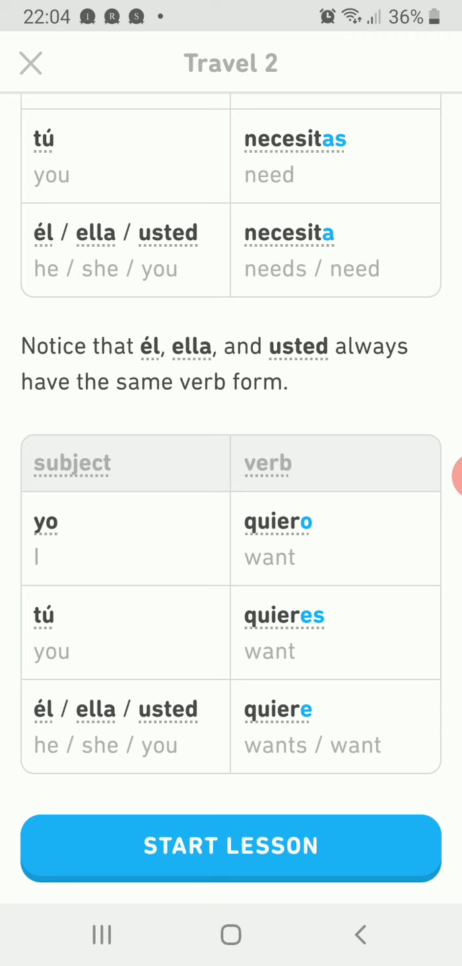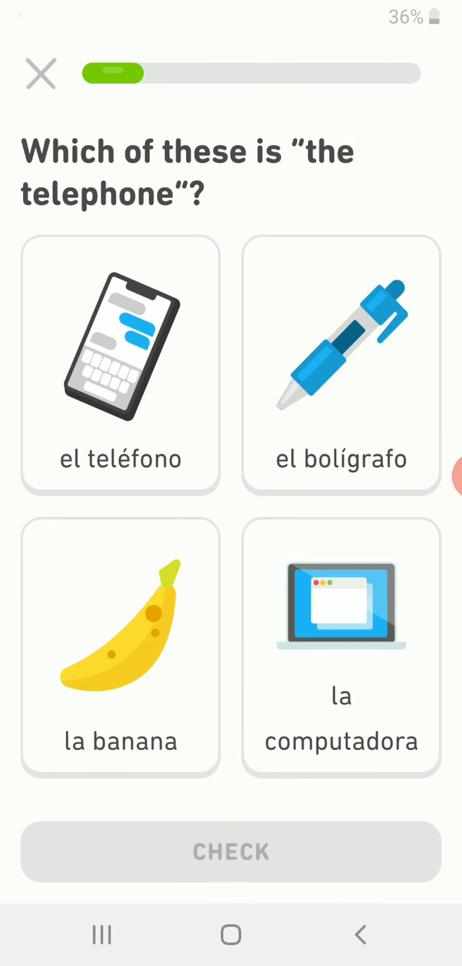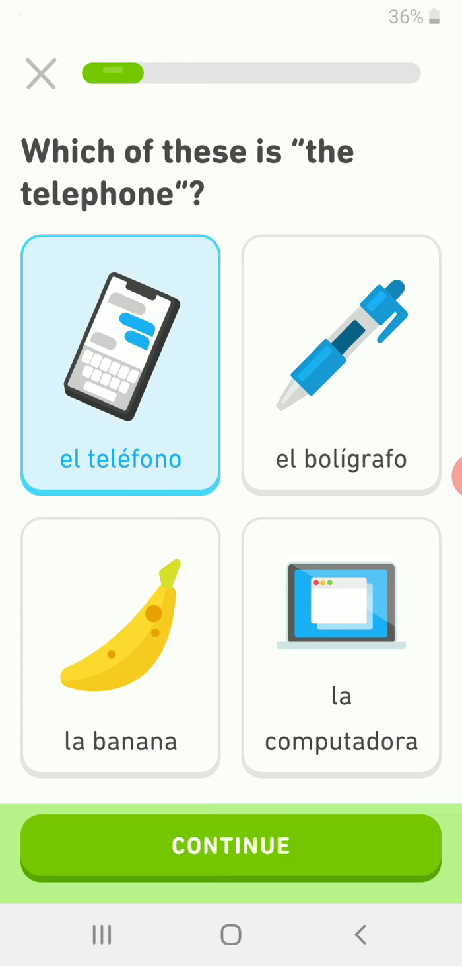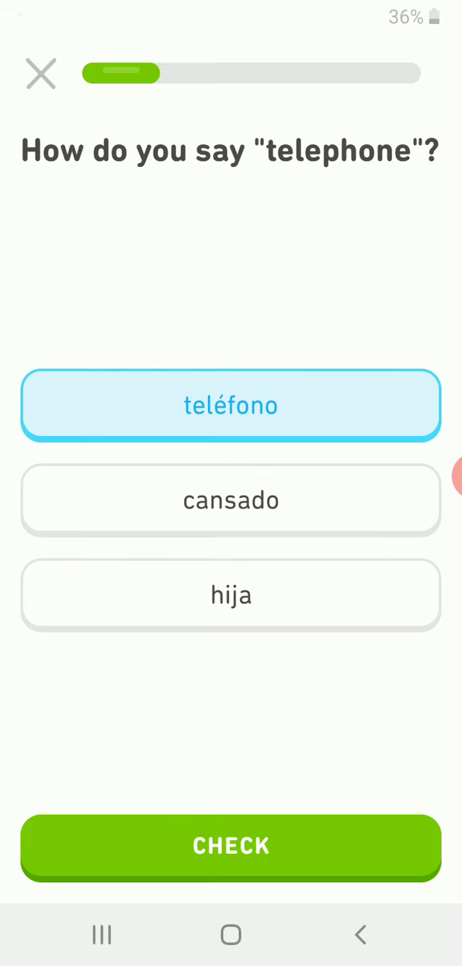And so here we go. Let's do some exercises. By the way, in Spanish we have 3 groups of verbs: the first one is the one finishing with ar, and then er, and then you have ir. Which of these is the telephone? The telephone is el teléfono. So I'm going to do these questions at a very fast pace now.